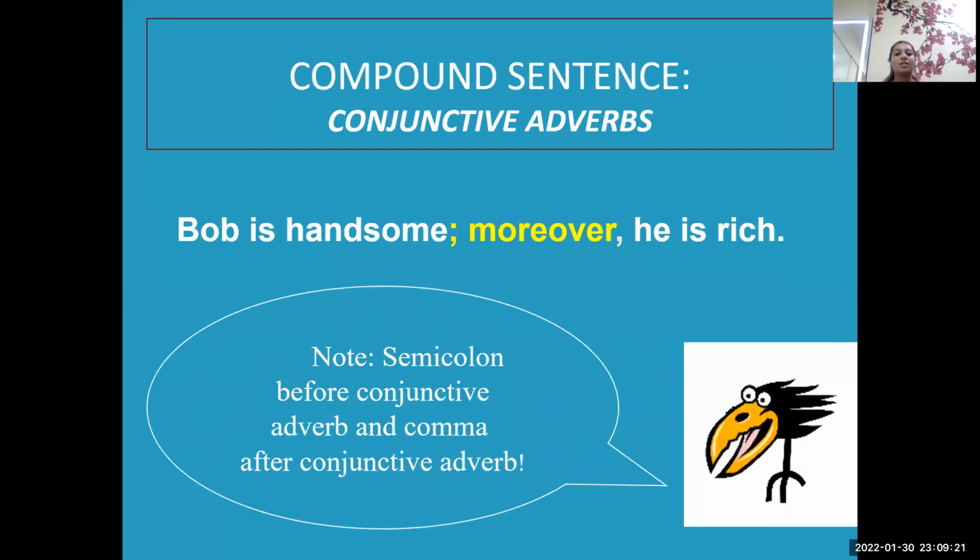So, again, now here the note would be that a semicolon before the conjunctive adverb and a comma after the conjunctive adverb are to be used strictly. Okay, so this is that one note that you should remember. It's to use your semicolon before your conjunctive adverb and a comma after your conjunctive adverb.